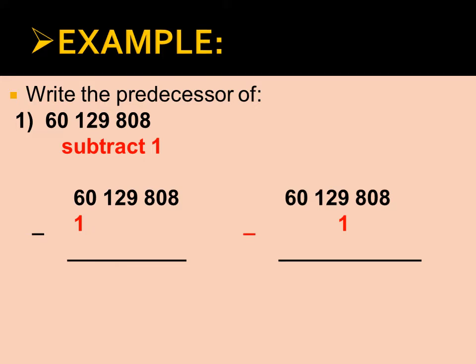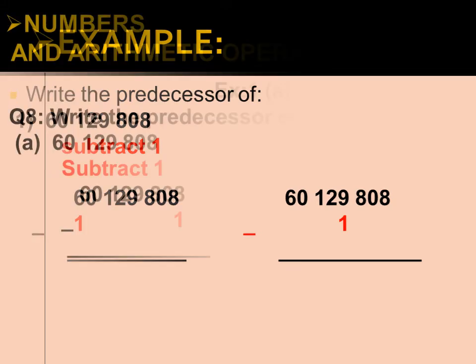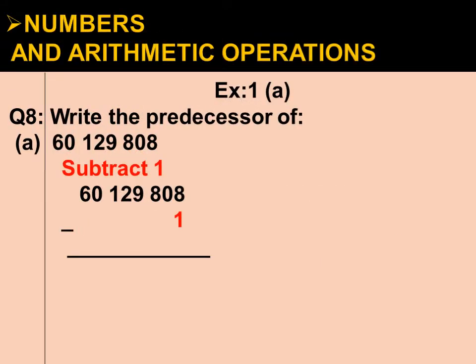Now at this stage, there is a question: where will we write this 1? Will we write it under the last digit, at the end, or under the digit in the middle? No, the right place of this 1 is at 1's place, okay? We will subtract 1 from the 1's digit.